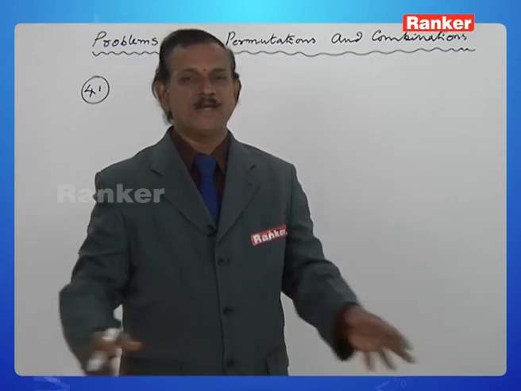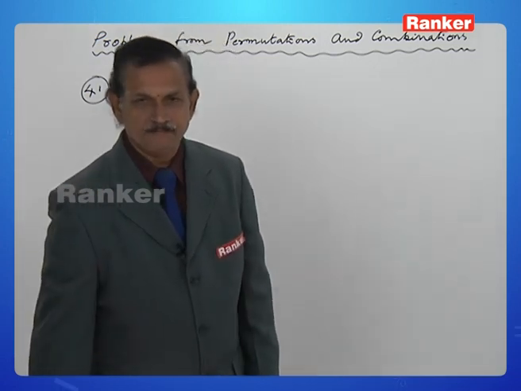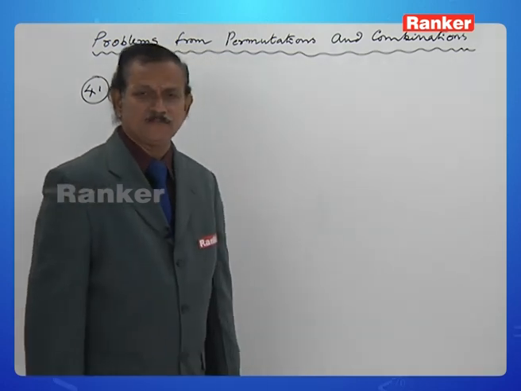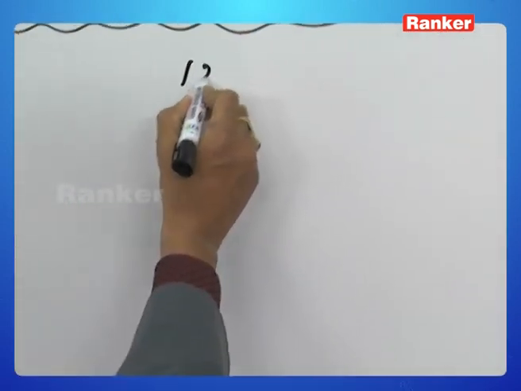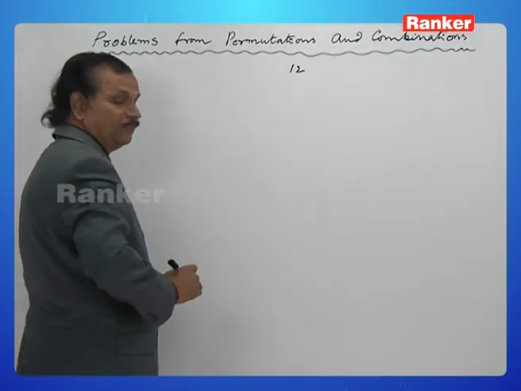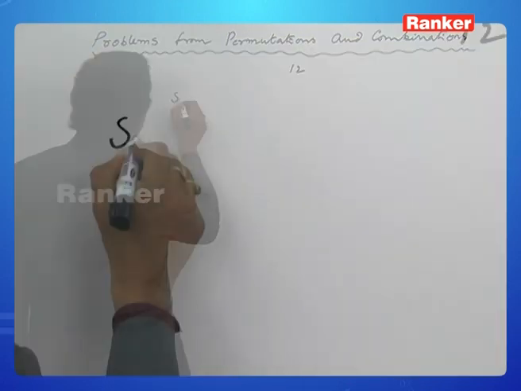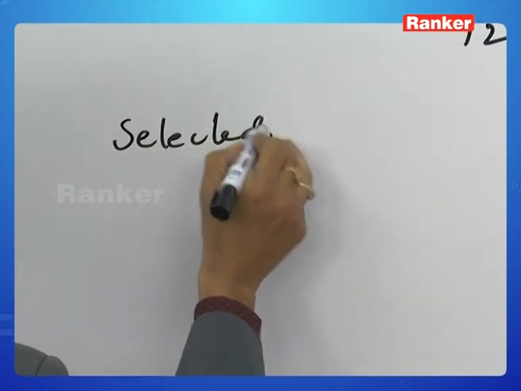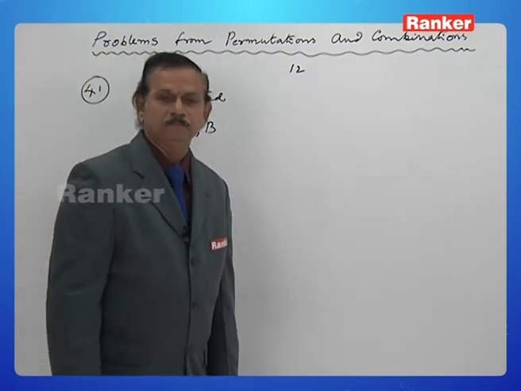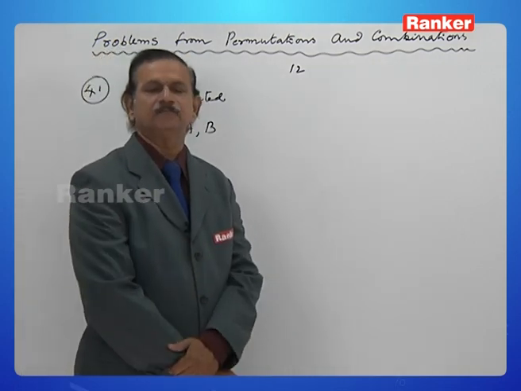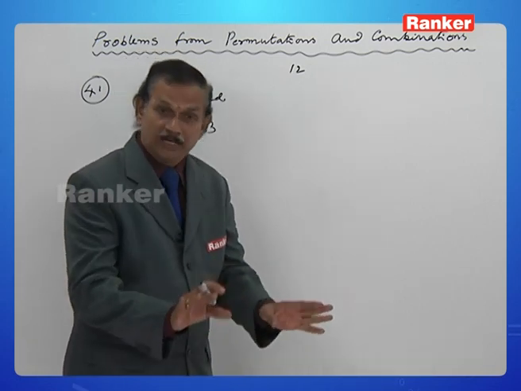Keeping all these things in mind, we are supposed to find the number of ways in which we can frame the committee. There are different cases. Let us now observe all those cases. What is the total number of students? 12. Let me consider the first case as A and B are only selected in the committee.